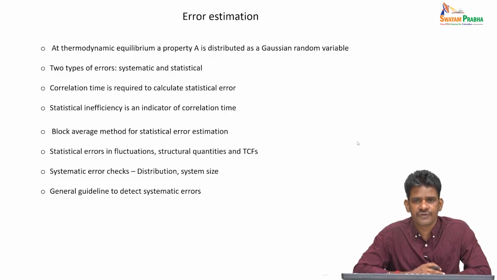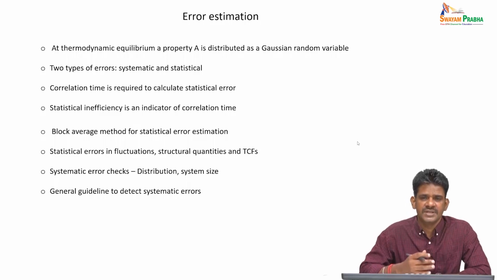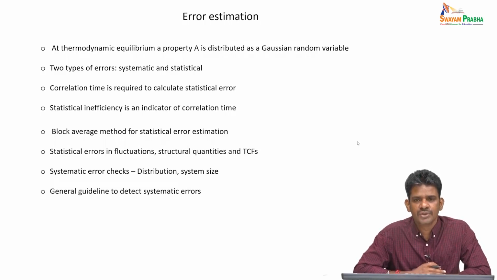So, we can generate a lot of microscopic variables. Using statistical mechanics, we can measure properties, but then this measured property is also subjected to two kinds of errors. One is a systematic error, the other one is a statistical error.